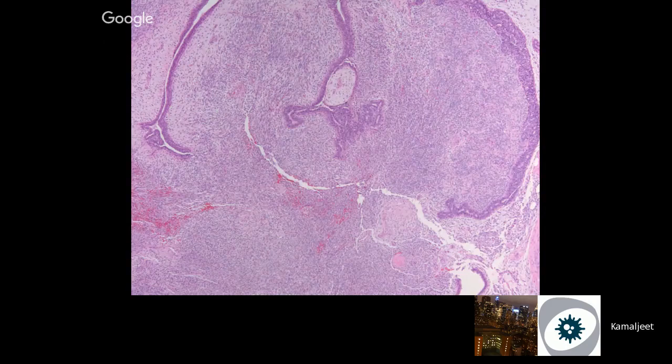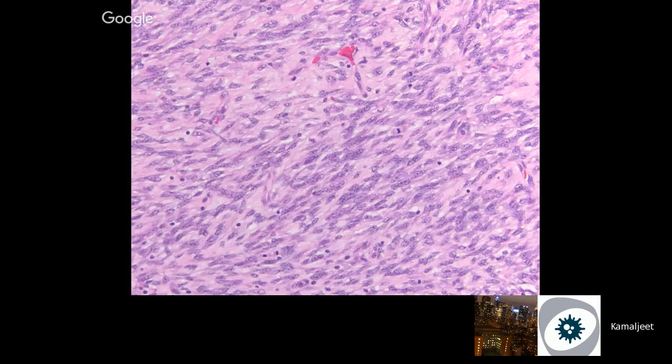So looking at a couple more pictures from this. This is a very cellular stroma, with moderate nuclear atypia and a lot of mitoses. So this will be a malignant phyllodes.